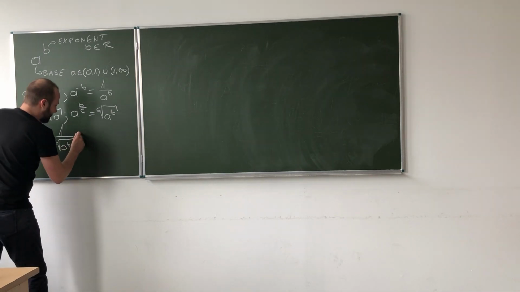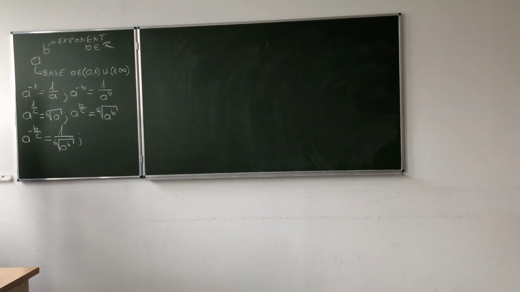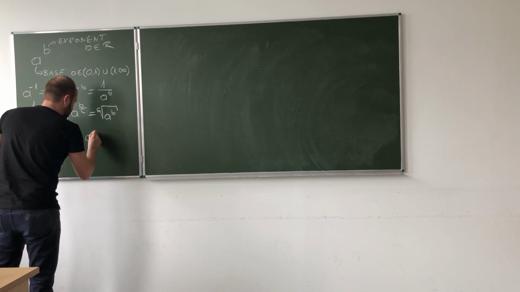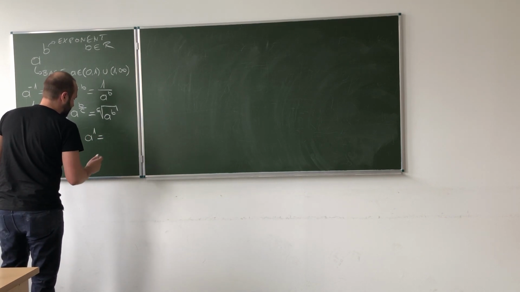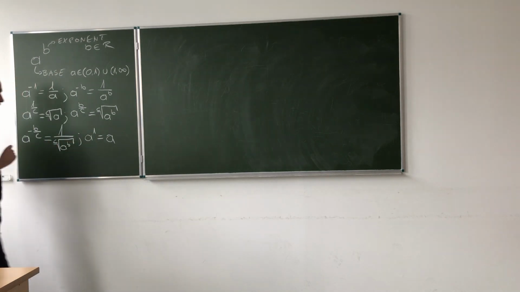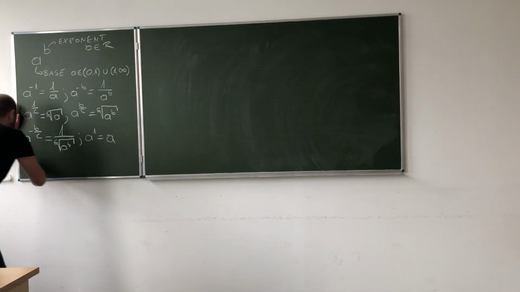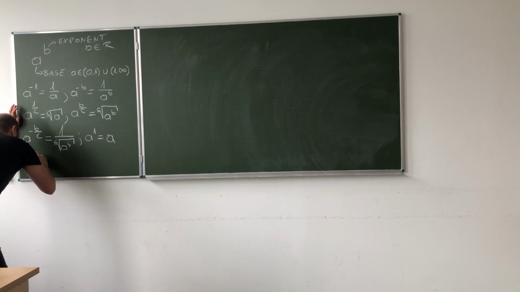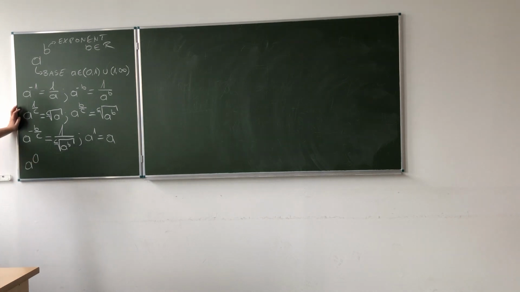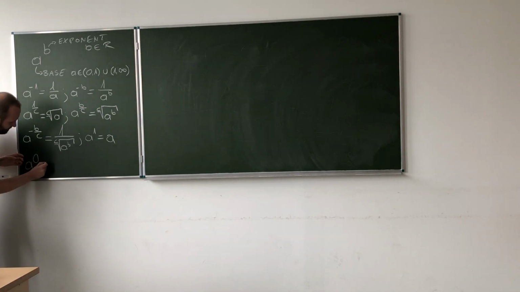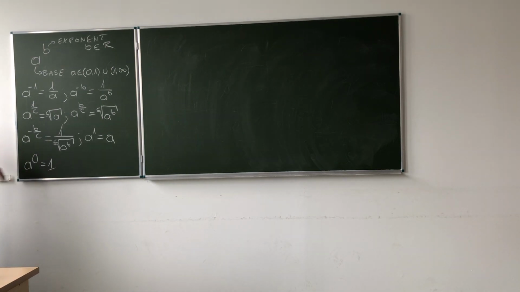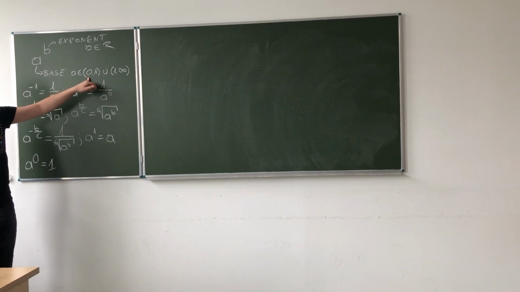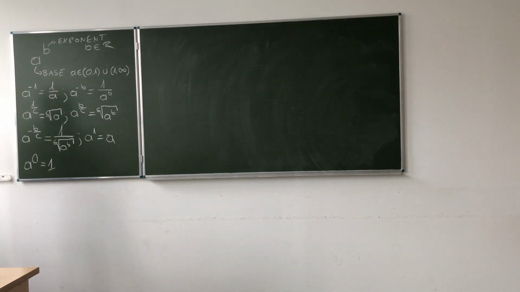Well, definitely we should mind two special cases, that a to the power of 1 is a, and that a to the power of 0 is 1. But of course, this result holds if and only if we are excluding 0. This is a very important thing to remember.